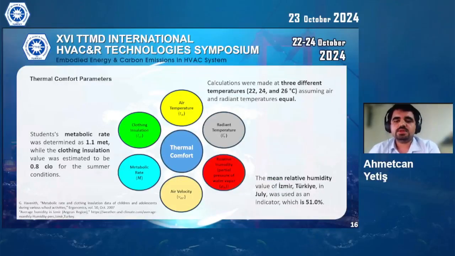Metabolic rate and clothing insulation of students were accepted as 1.1 and 0.8 respectively. Air temperature and radiant temperature were assumed equal, and 3 different temperatures were investigated, which are 22, 24, and 26 degrees. The mean relative humidity value of Izmir, Turkey in July was selected, which is 51%.